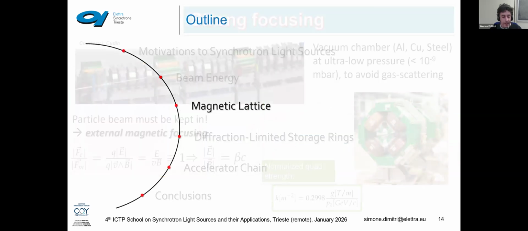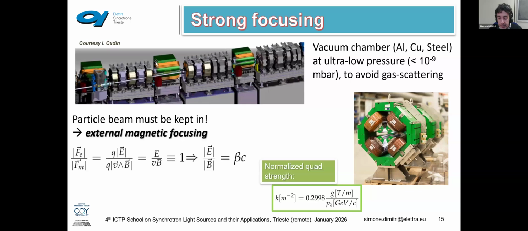Let's have a look at the magnetic lattice, which is basically the other important ingredient for building a synchrotron, on top of, of course, an accelerating cavity. This is a snapshot of what a fourth generation synchrotron light source looks like. This is inspired by the Elettra 2.0 project, which I'm participating in here in Trieste, now in the upgrading phase.